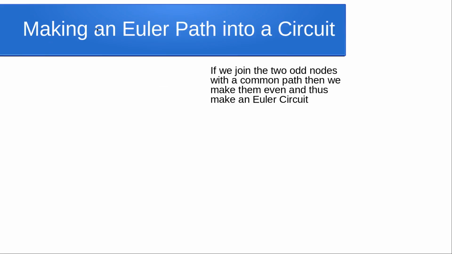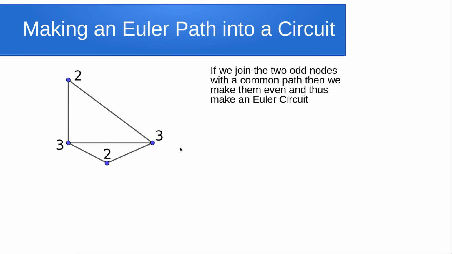Okay, how do we make an Euler path into an Euler circuit? Let's just have a look at this here. This has got order 2, this has got order 1, 2, 3, this has got order 3, and this has got order 2. So it's an Euler path because there are exactly 2 odd nodes. However, if we join 2 odd nodes with a common path, then we make them even, and thus we have an Euler circuit instead.